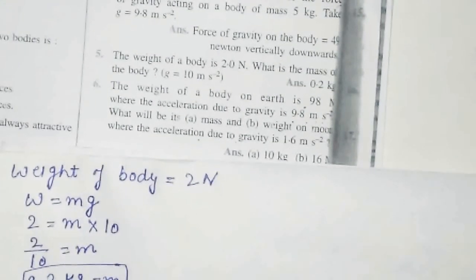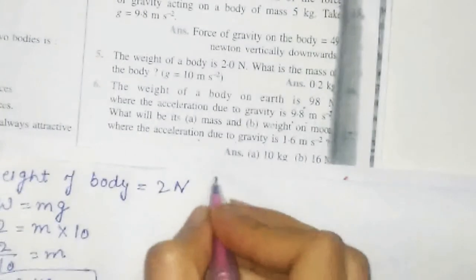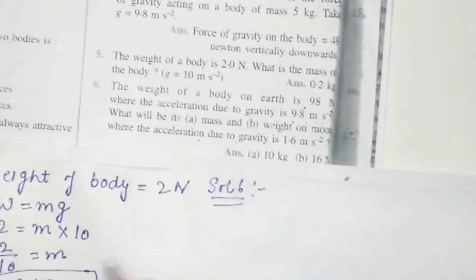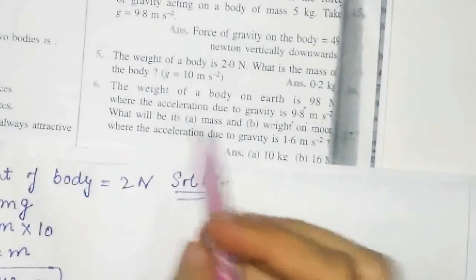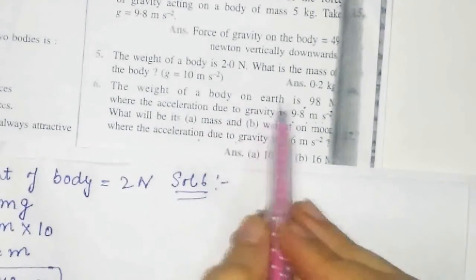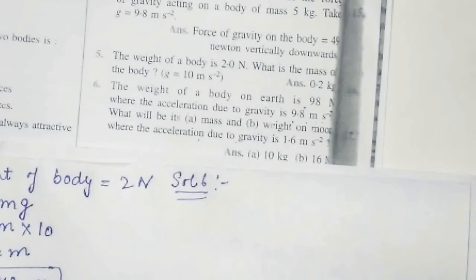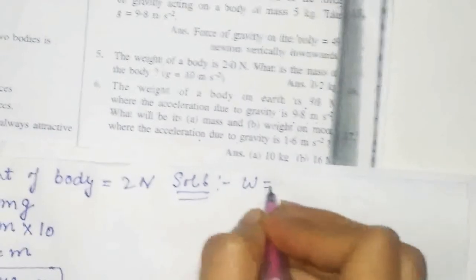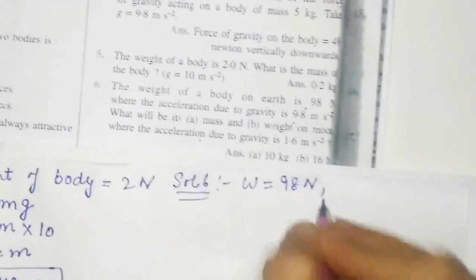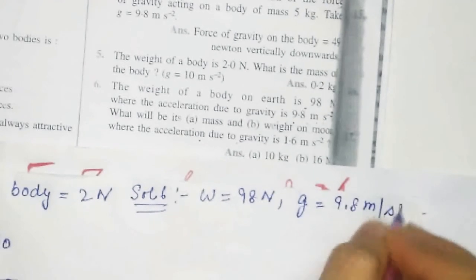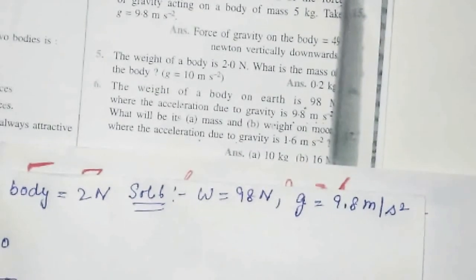Now again, students, we will apply a similar formula. This is also the same numerical as we did in the fifth question. So in this question, firstly the weight of the body on earth is given, 98 Newton, and acceleration is also given, and we have to calculate the value of mass. Clear? So you can write weight is equal to 98 Newton and acceleration due to gravity is equal to 9.8 meter per second square. We have to calculate the value of mass.